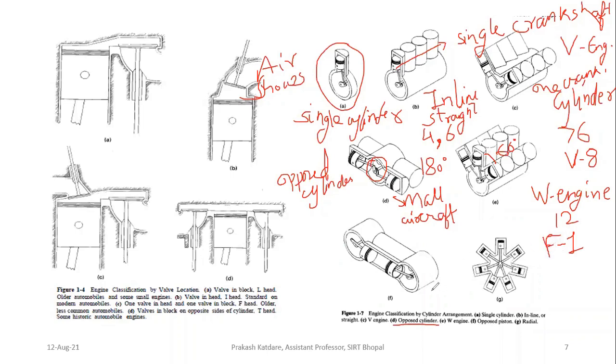Then we have one more type, the opposed piston engine. In this particular type, we have a single cylinder, and this single cylinder has two different pistons. This is our piston number 1. This is piston number 2. Each piston is driven by a separate crankshaft.